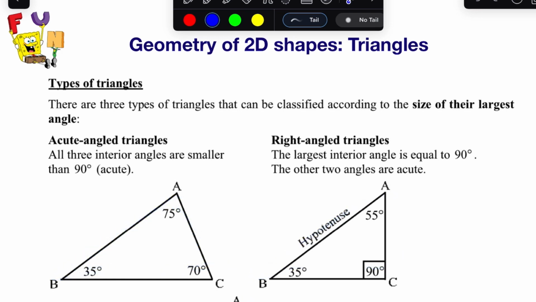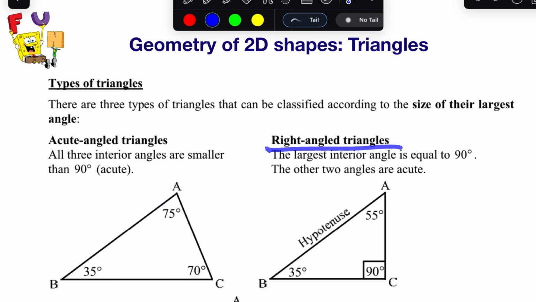Now the acute angle, we look at the largest angle here. The largest angle here is 75, and this 75 is less than 90. So eventually all of them are less than 90. So we call this one an acute angle. Because all the angles are less than 90, we call it an acute. We classify it according to the angles.